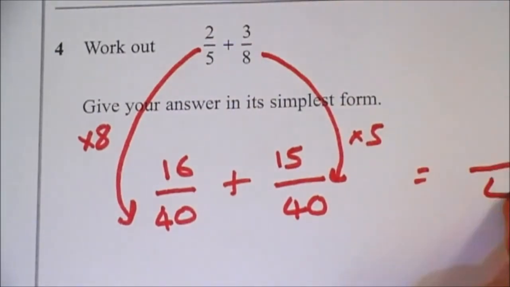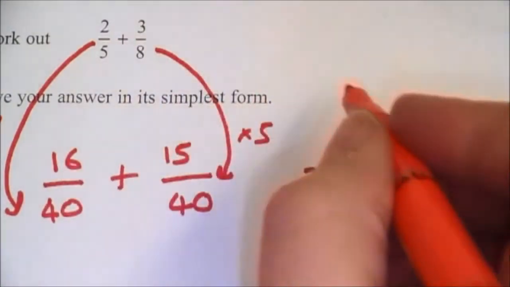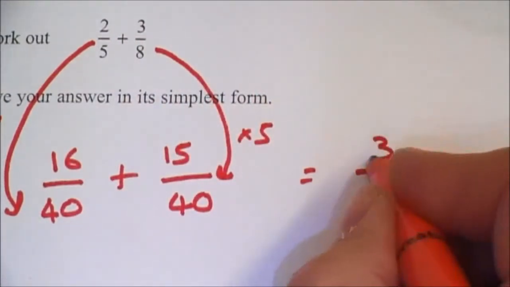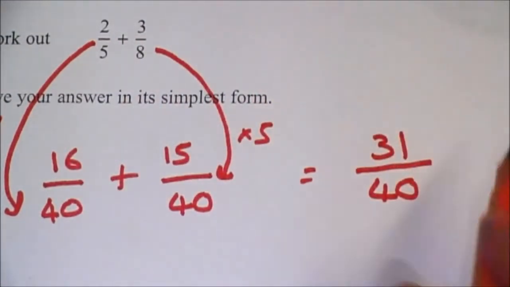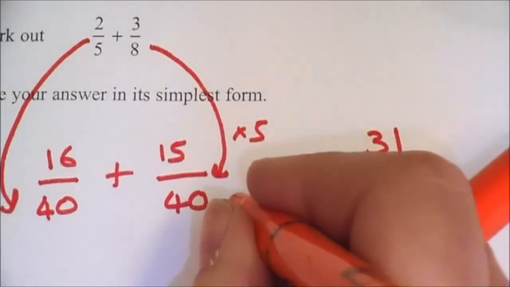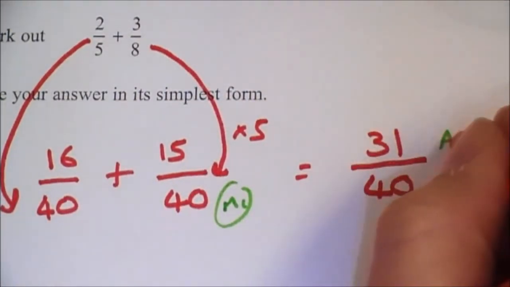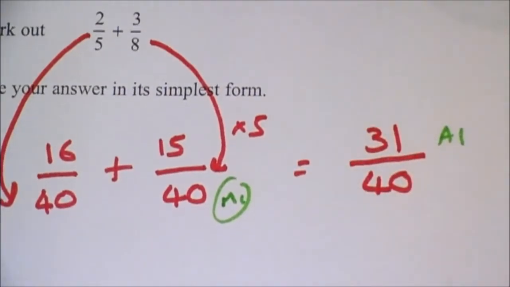That means then my answer is going to be out of 40, because these both are. And I can do 16 add 15 is 31. So the answer is 31 out of 40. That is its simplest form. I cannot cancel anymore. With regards to mark schemes, you get 1 mark for getting the denominators the same, and then you get your answer mark for getting the answer correct.